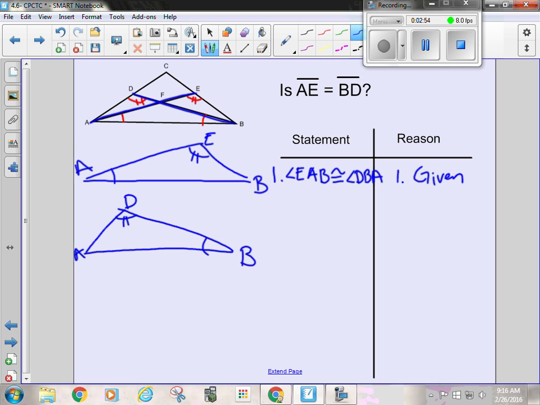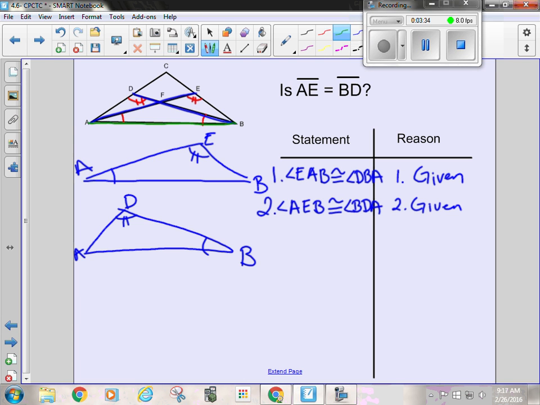The second one, I'm going to use my angles at the top of the triangle. So angle AEB is congruent to angle BDA. And this is another given. Typically we get two givens. Sometimes we get three. All right, so now I have two angles that are congruent. I need to have a third thing to be able to say that these two triangles are congruent. So let's look back at our original picture, and I see that the two triangles share a side AB.